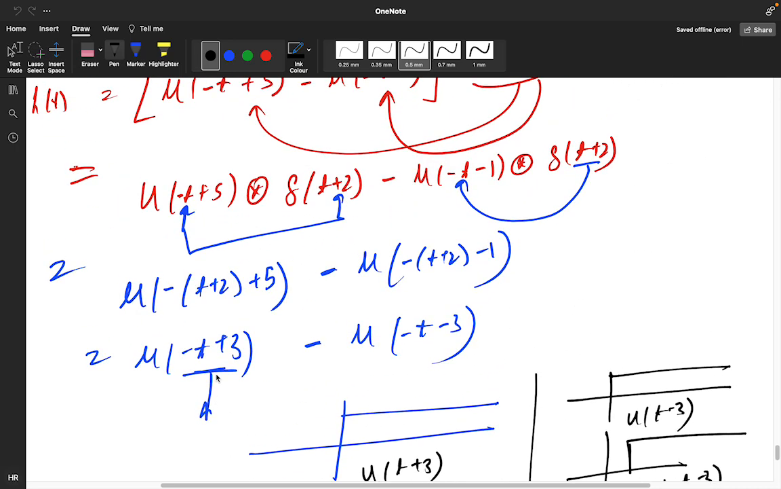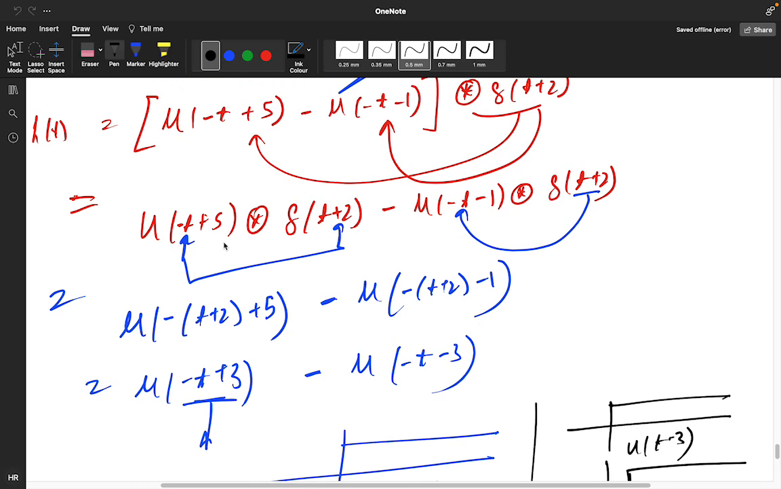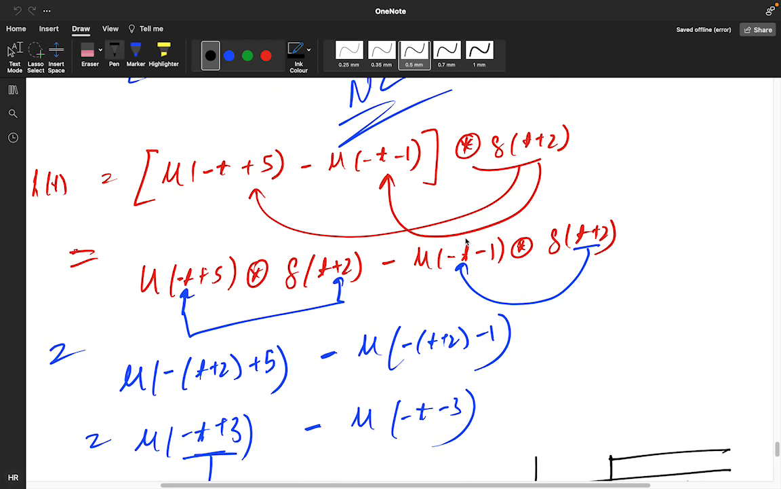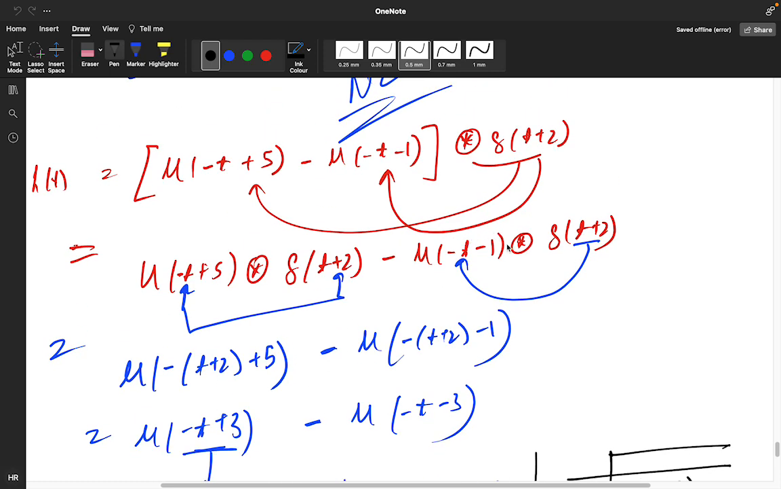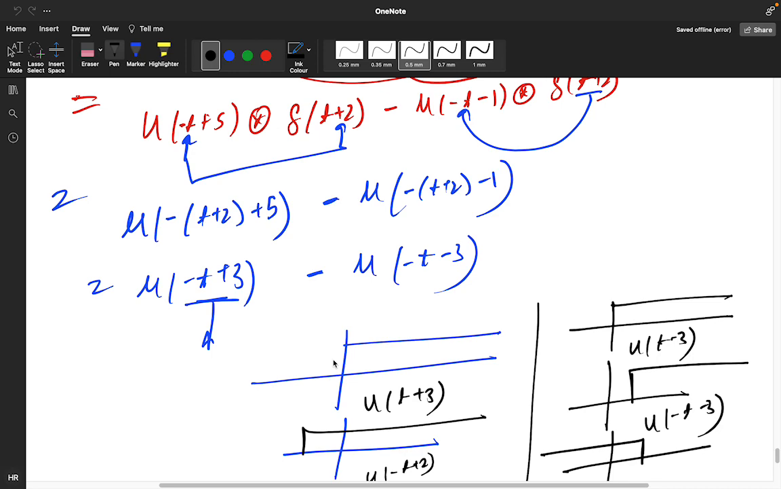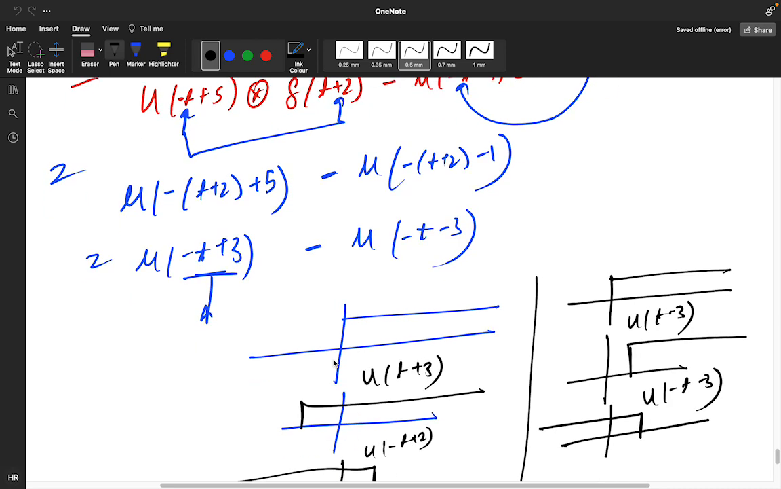Okay, let's check it. You have minus t plus 5, so you will put t plus 2. So minus t, so you are getting plus 3. Okay, correct. What about this? Minus t minus 1. Okay. So minus t plus 3 curve will get this like this also. Okay, correct.